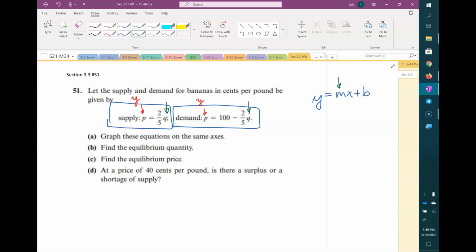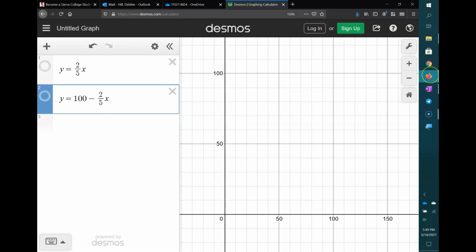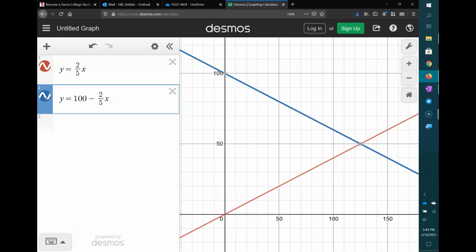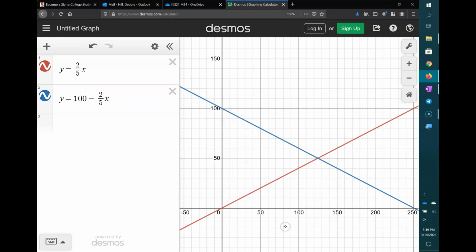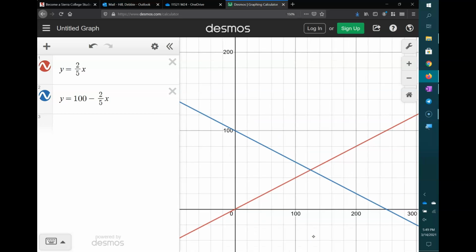Okay, so part A says graph these equations on the same axes. Well, you can use Desmos to get an idea of what the graphs should look like, and just remember that the P is acting like the Y, and the Q is acting like the X, and so you need to label your axes accordingly. So the horizontal axis needs to be the Q axis, and the vertical axis needs to be the P axis. Then you can touch on the intersection point or use your mouse if you're on a PC and see that the intersection point is going to be 125, 50.